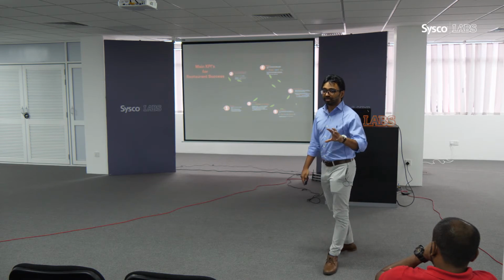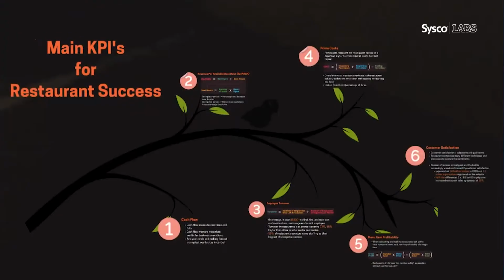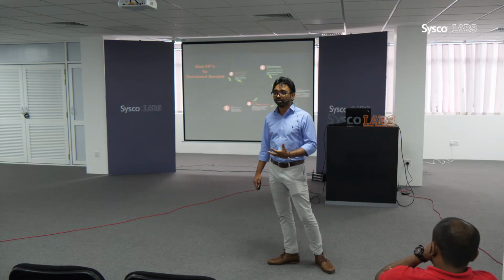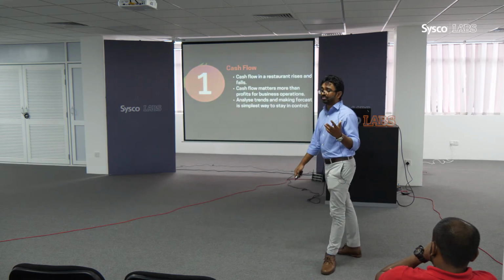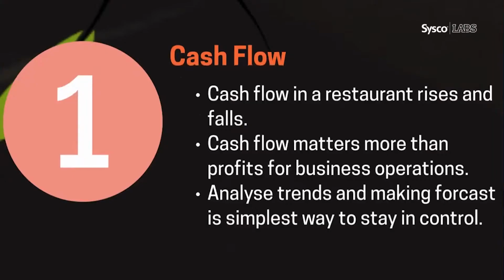Last bit about the restaurant industry KPIs. When I'm talking about key performance indicators, that talks about what is restaurant success? What do restaurants look for to be successful? What are the different aspects that they look for? Cash flow, which is basic, right? Like any other business, cash is one of the most important things.